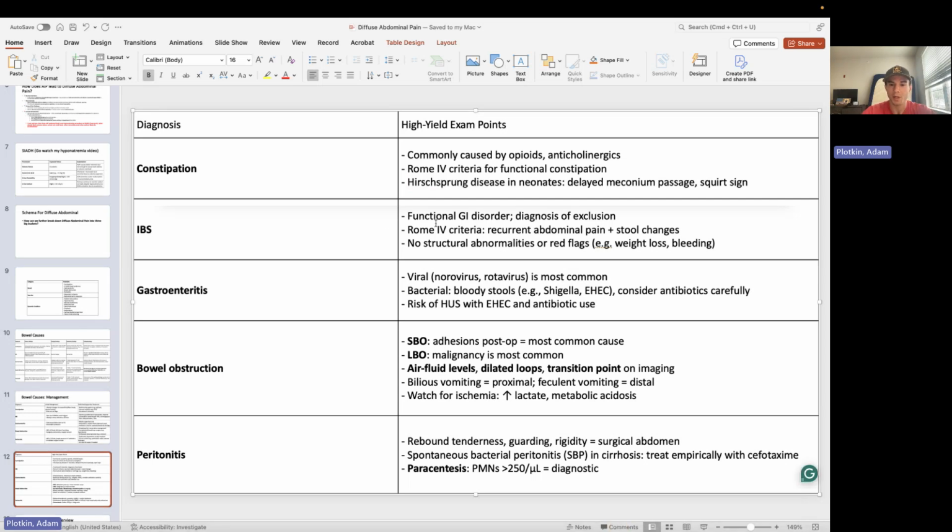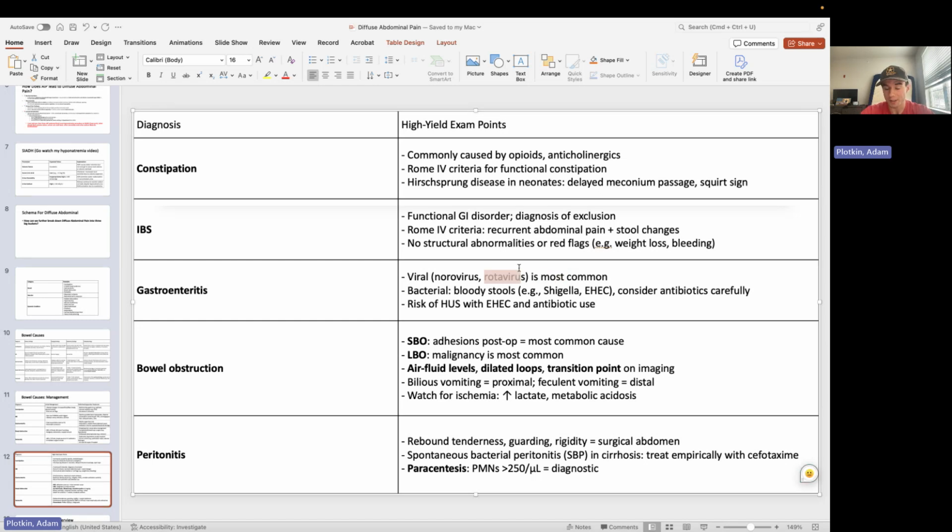If it's IBS, remember, it's a functional GI disorder. It's a diagnosis of exclusion. We're going to use these Rome 4 criteria and then make sure there are no structural abnormalities or red flags. GI, remember, norovirus is going to be the most common cause. Don't sleep on rotavirus, especially in an infant.